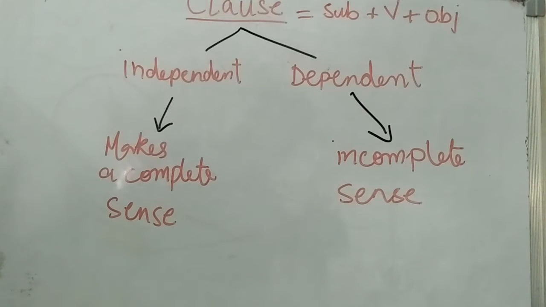So we have two types of clauses. We have independent clause and we have dependent clause. Dependent clauses are incomplete, right? They are complete sentences, but they do not make complete sense. They give us incomplete sense. We need some more sentences to complete them, whereas an independent clause makes a complete sentence. They are complete in themselves. So today here we are concerned with the formation of dependent clause.